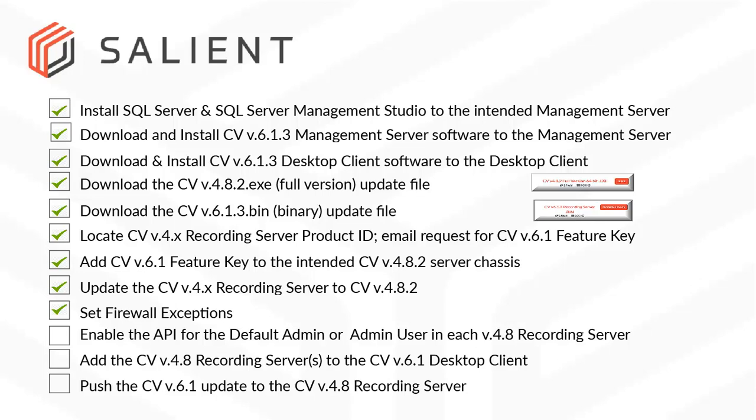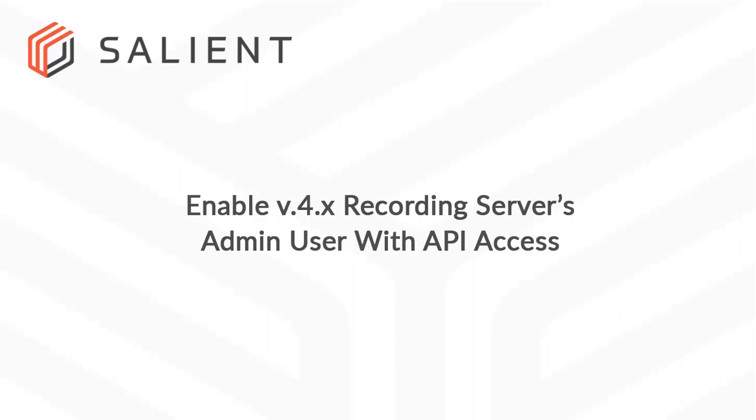API access is highly recommended, but not required to connect the version 4 server to the version 6.1 desktop client. API access should be assigned to the version 4 server admin employed to connect the version 4 server to the version 6.1 desktop client. The version 4 API enabled server will stream live video to the version 6.1 desktop client. Viewing live video is an excellent way to verify the version 4 recording server's operational integrity before updating to version 6.1.